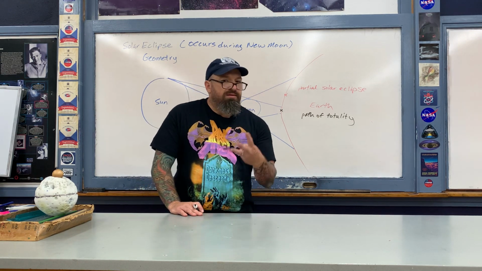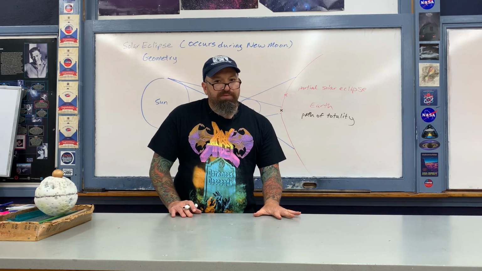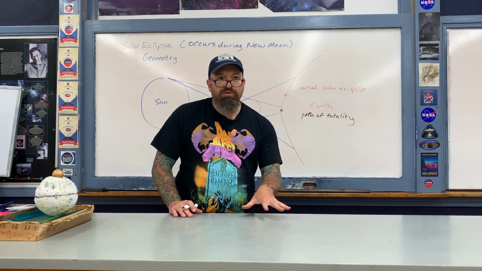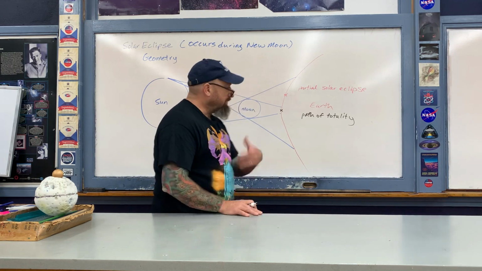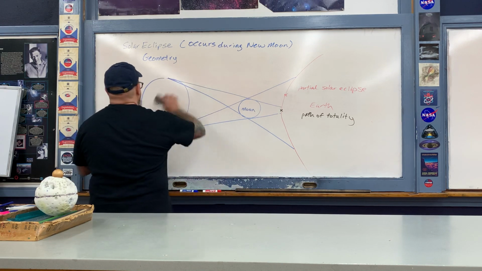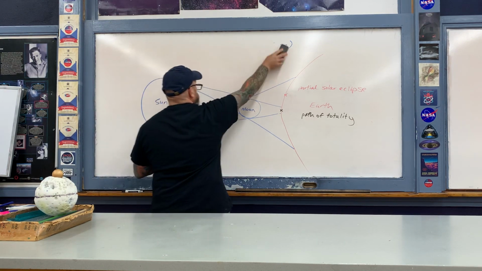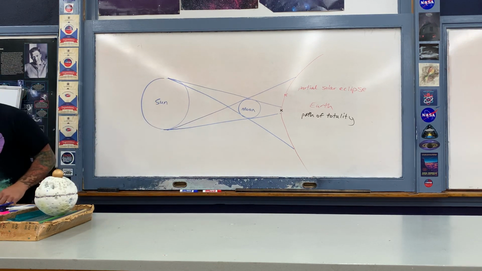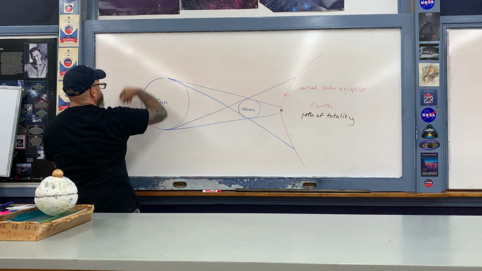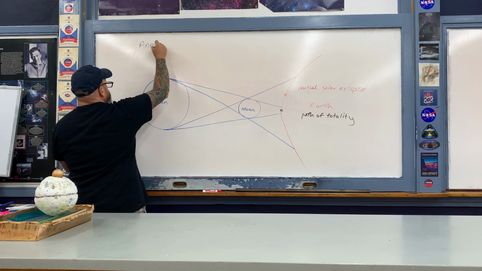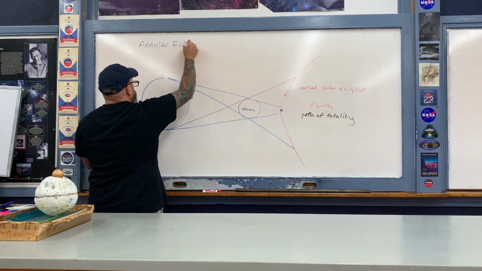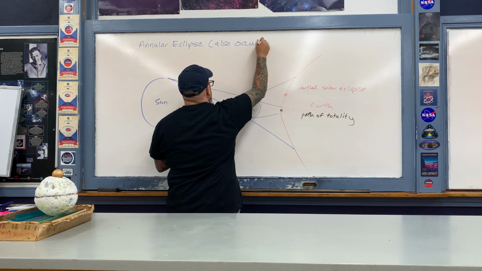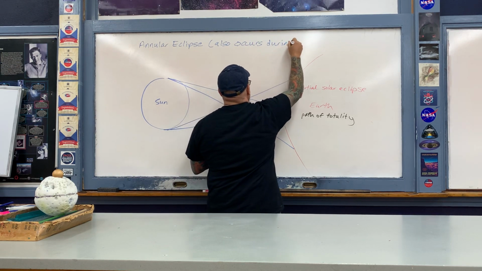Okay, next there is a third type of eclipse, and this third type is very similar to a solar eclipse, so it occurs during new moon, but it's referred to as an annular eclipse. Let me take you through that. Okay, an annular eclipse, as I just mentioned, also occurs during new moon.